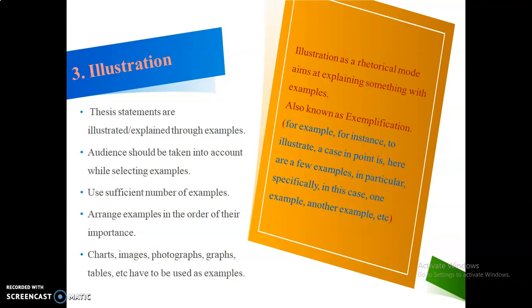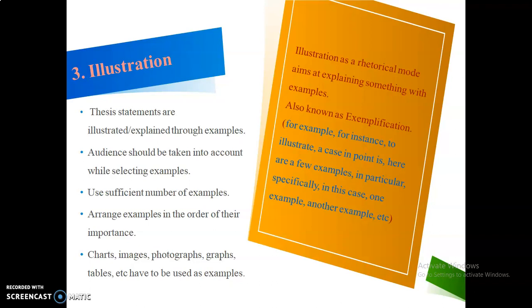All these things are used to illustrate the idea which we are going to discuss in the essay. For example, for instance, to illustrate, a case in point, here are a few examples, in particular, specifically, in this case, one example, another example, etc. All these are used as transitional phrases in illustrative essays. These are the things which we usually use in academic writing for giving examples in the essay.